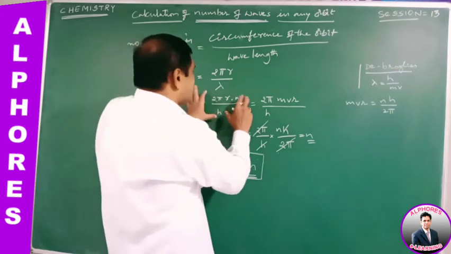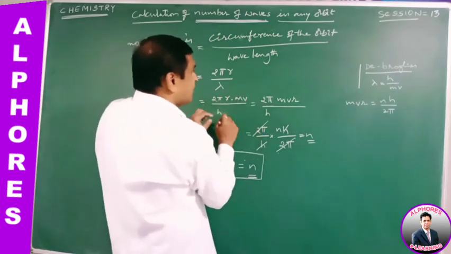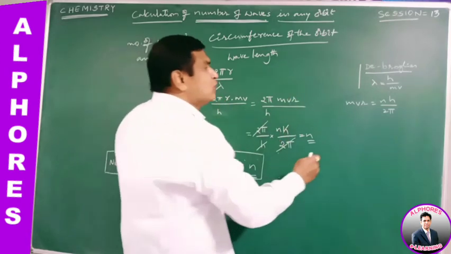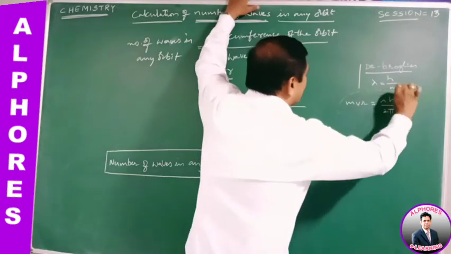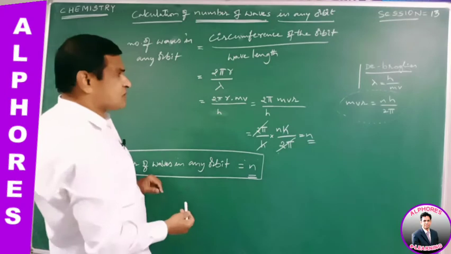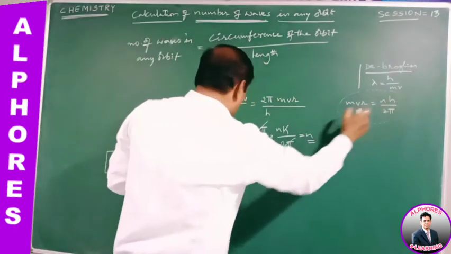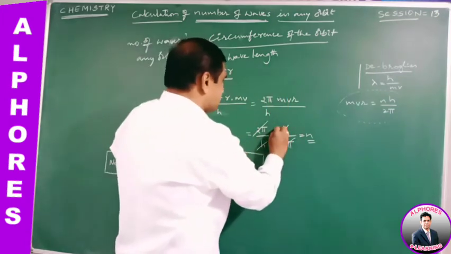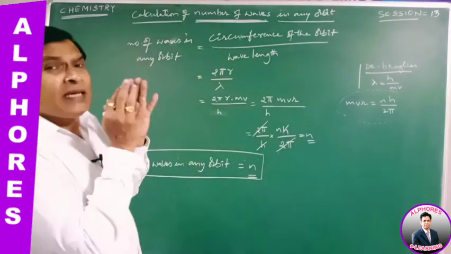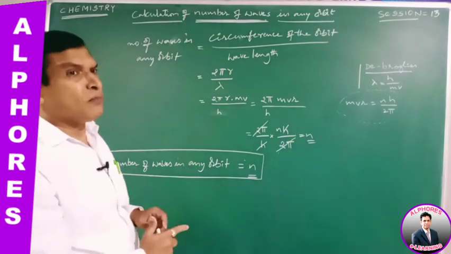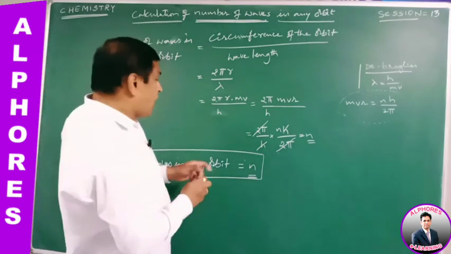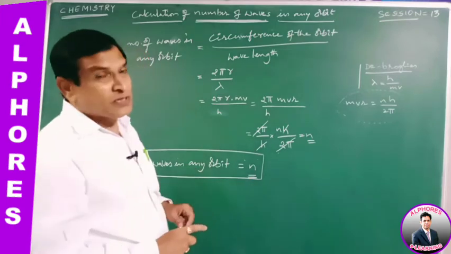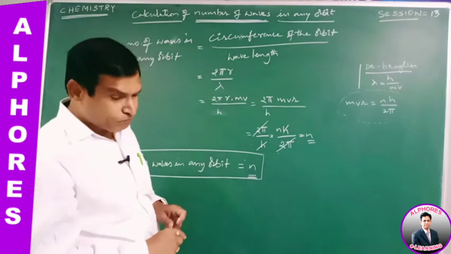Now the terms are rearranged: 2 pi r into mv, which I am writing as 2 pi into mvr, divided by h. As we know from angular momentum, mvr is equal to nh by 2 pi, so substitute this. The 2 pi and h cancel, and what remains is n. That means in any orbit, the number of waves made by the electron is always equal to the orbit number, that is the principal quantum number or energy level number. The concept is clear and very important, so we should not forget it.